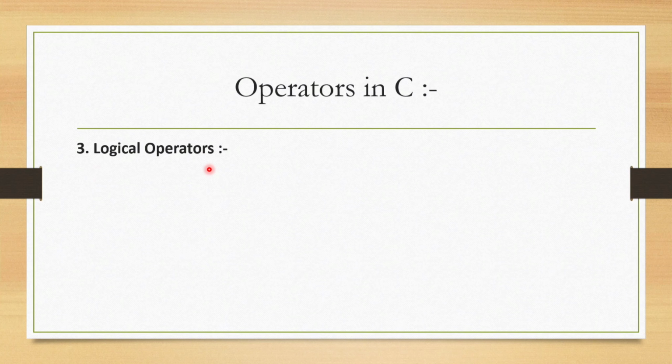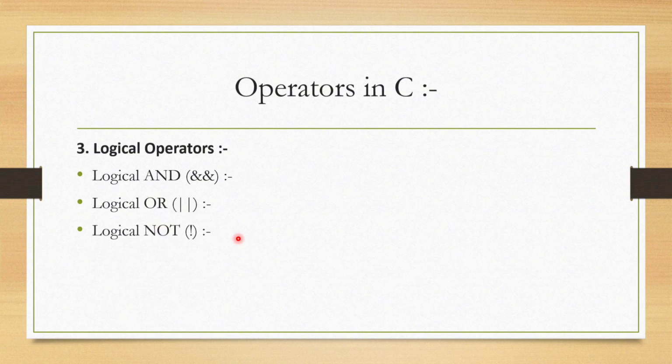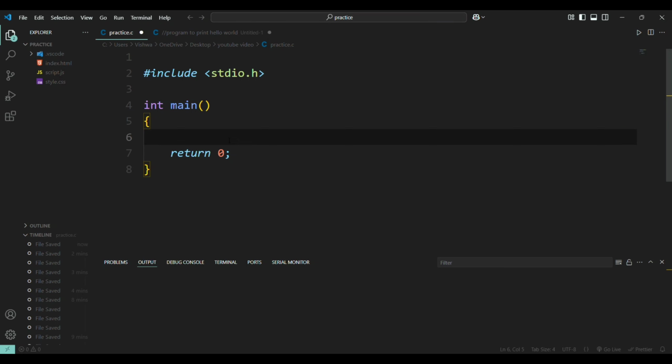Next we have logical operators, which are used to perform logical operations between two variables, and these are also used in conditional statements. It consists of three types, in which the first one is logical AND, next we have logical OR, and at last we have logical NOT. Let us try to understand with an example.